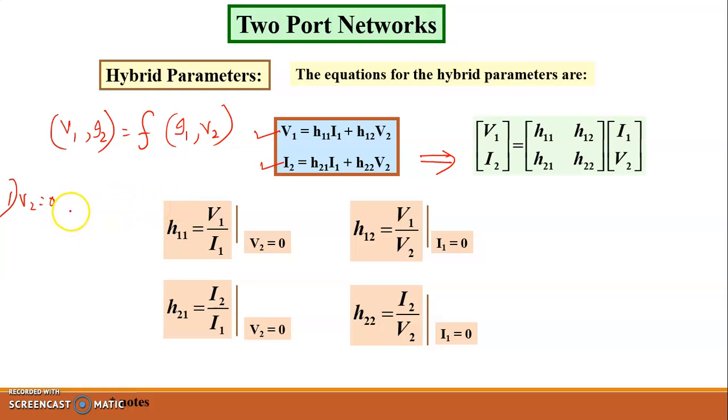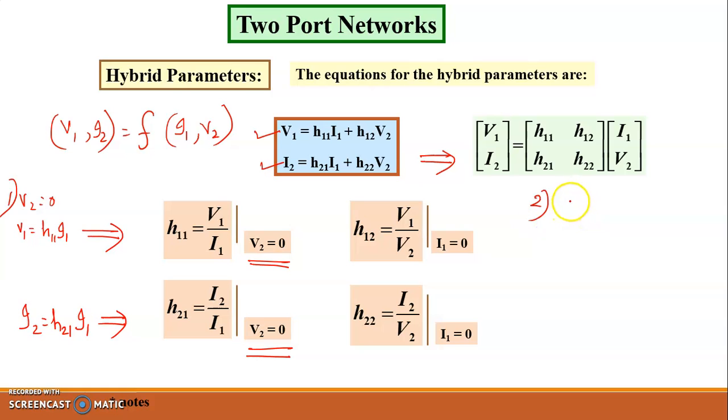If V2 is equal to 0, I can write the first equation as V1 is equal to H11 I1, and from this equation I can solve for H11 is equal to V1 by I1. So we are obtaining H11 is equal to V1 by I1 by making V2 equal to 0. In the same condition, the second equation leads to I2 is equal to H21 into I1, and therefore I am getting H21 is equal to I2 by I1 at V2 equal to 0. So this is the first case, when I am short circuiting the output port or making V2 equal to 0.